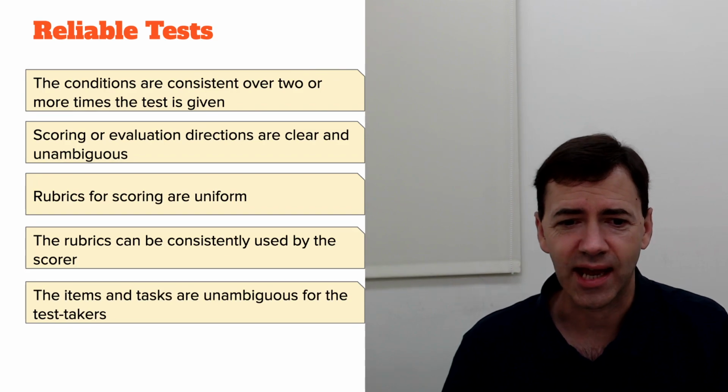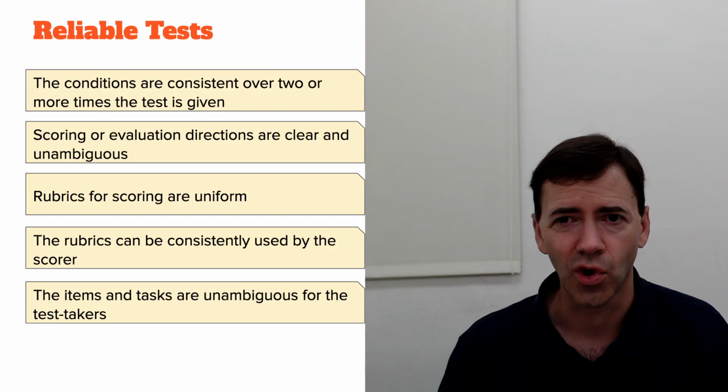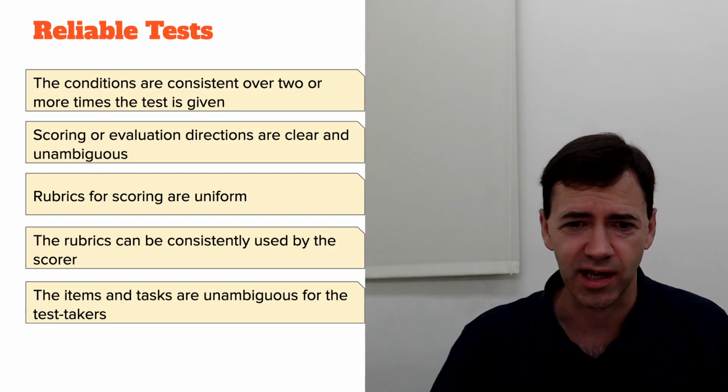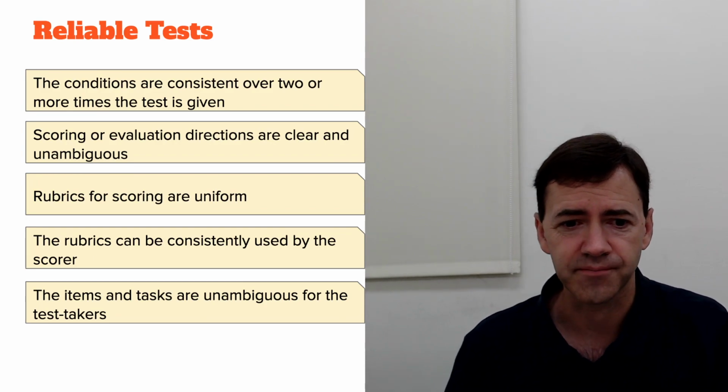Okay, the items and the tasks are unambiguous for the test taker. So the test taker has to know what the task is asking and they have to know how to do it. If not, then you're going to get fluctuating output.